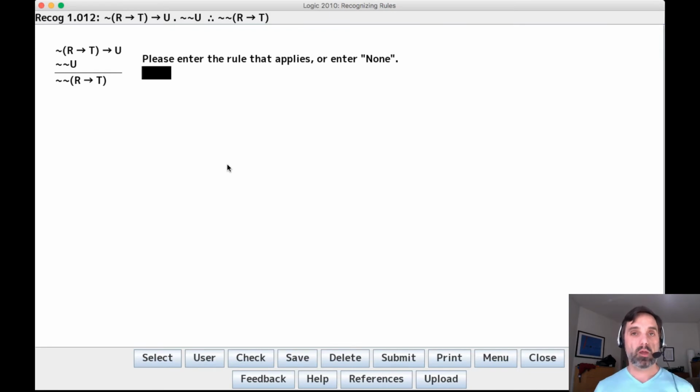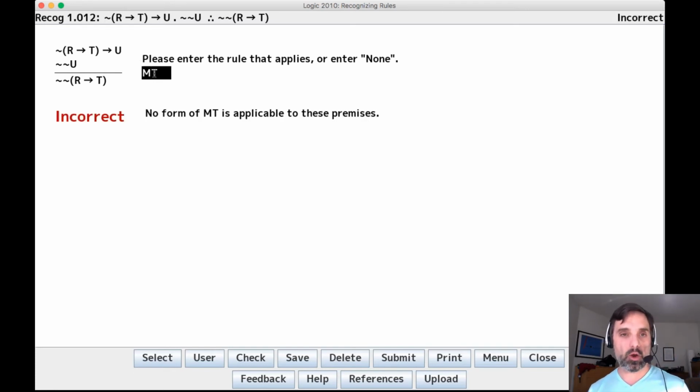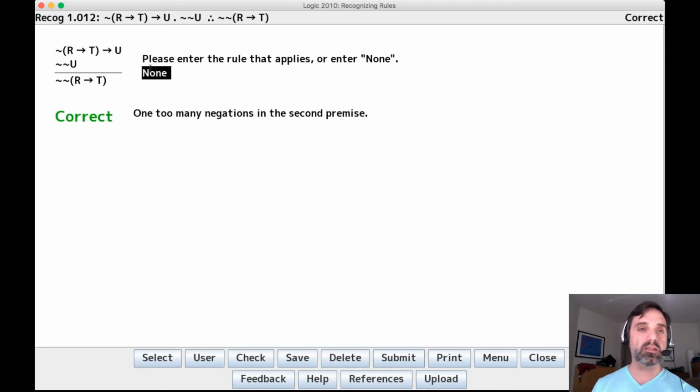Let's see here. So, is this modus ponens? No, because we don't have the antecedent as one of the premises. Is it modus tollens? Well, let's see. The conclusion is the negation of the antecedent, so that's right for modus tollens. Modus tollens also requires what? That we have the negation of the consequent. Do you remember? Is it? No. Why not? Because we need the negation of the consequent, but here we have the double negation of the consequent. So this is not an instance of modus tollens.